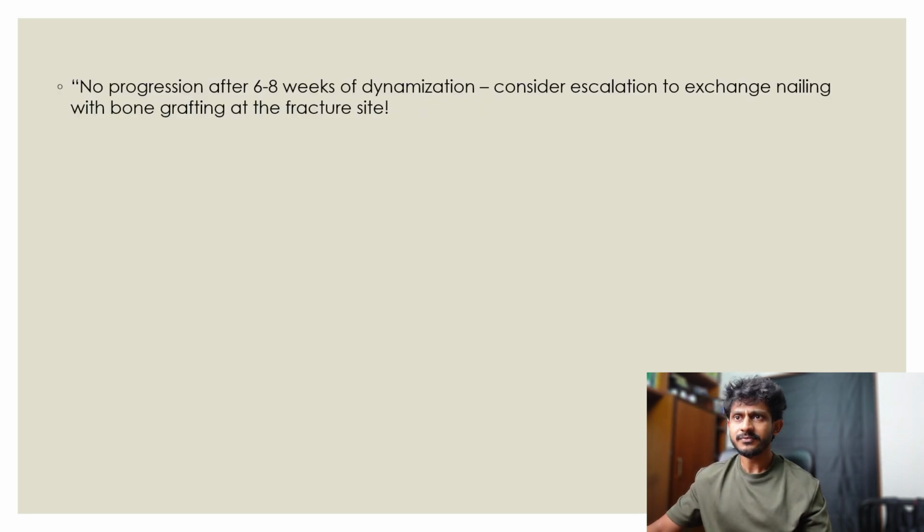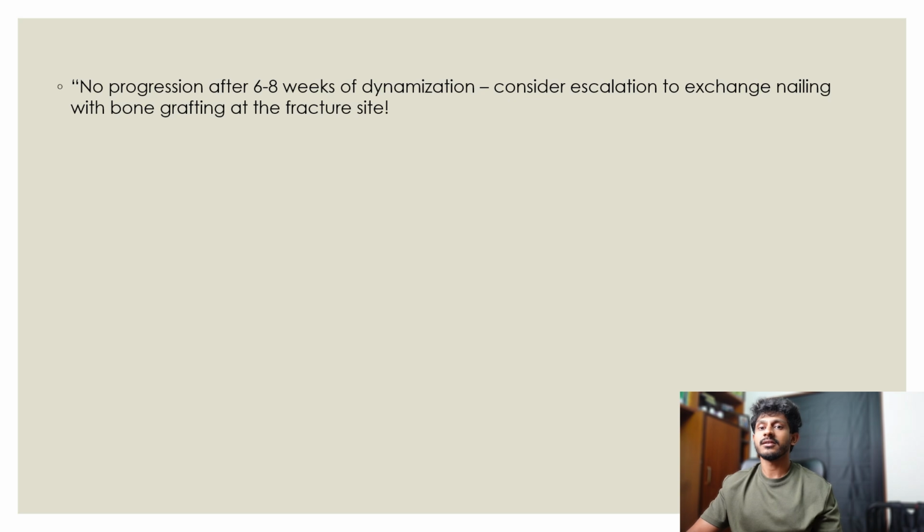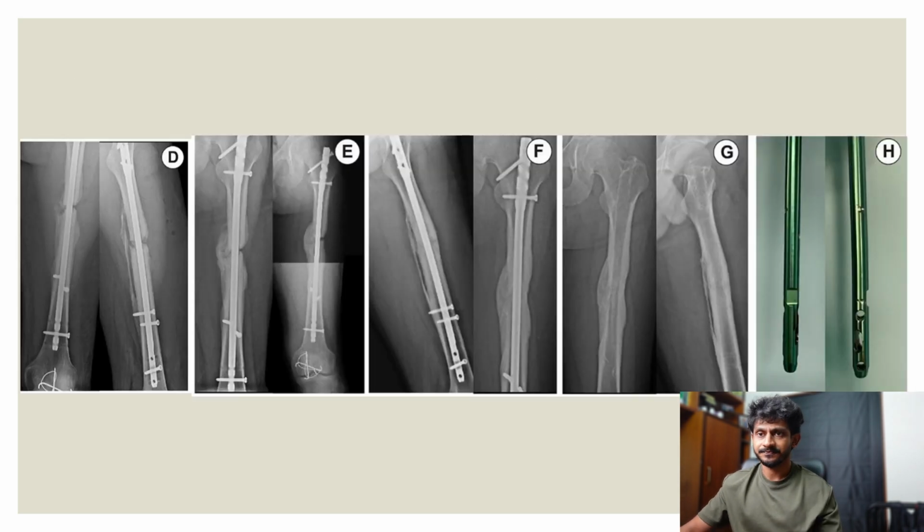So, if there is no progression after 6 to 8 weeks of dynamization as well, what we have to do is consider something called an exchange nailing, where we remove the thinner nail, ream, increase the canal diameter, put a thicker nail, and in addition to that, put bone graft at the fracture site. So this is what is done if there is no callus despite dynamizing for 6 to 8 weeks.